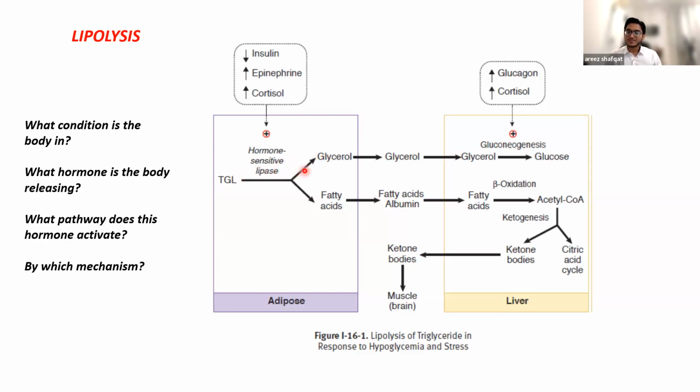Breakdown of triglycerides produces glycerol. Glycerol goes back to the liver, where it's made into glucose by gluconeogenesis. Fatty acids go to the liver to produce acetyl-CoA and ATP. This ATP is used to fuel gluconeogenesis. Excess acetyl-CoA is made into ketone bodies, which can be used by the brain, and that's important.